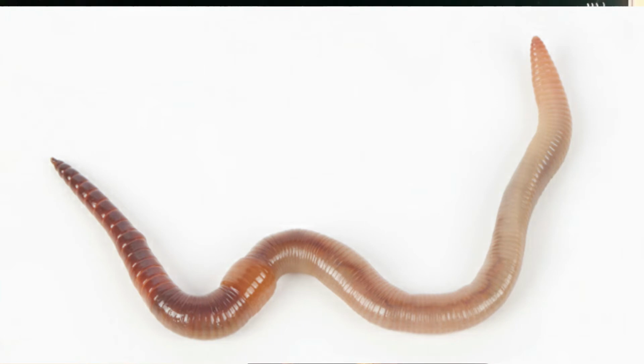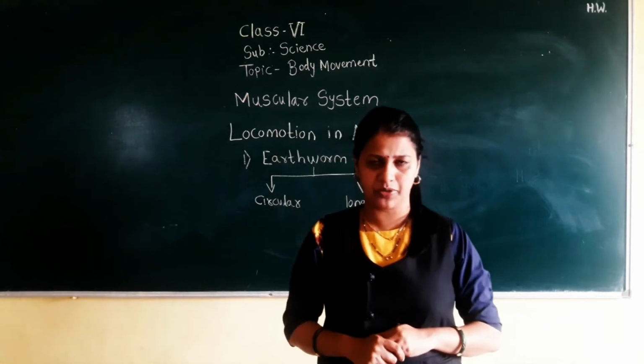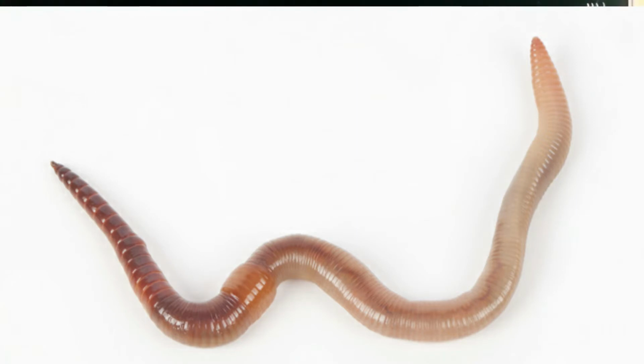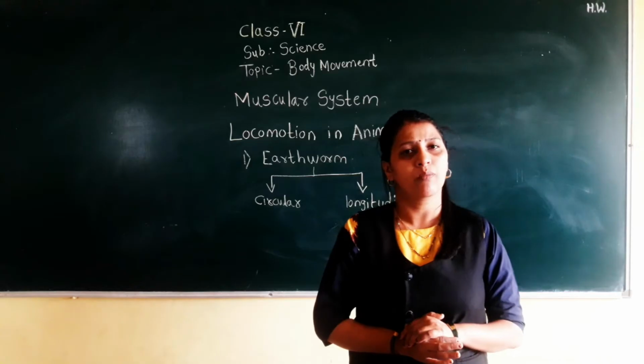Under the surface of the body, a number of minute bristles are present. You can see in the picture the small bristles on the body that are used for movement, to get a grip on the ground. To get a grip means what? To hold the ground. Are you getting this? Muscles are attached to the bristles, which help them contract the body.